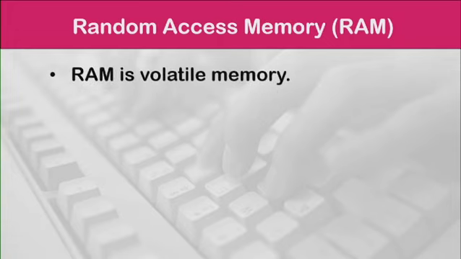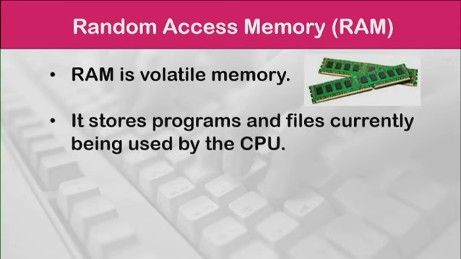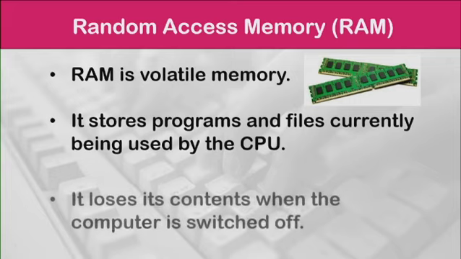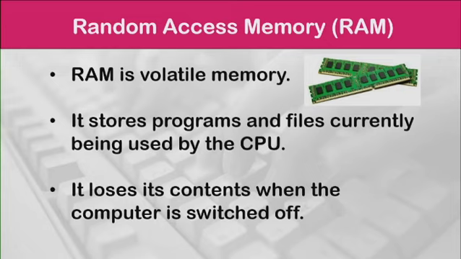RAM is volatile memory. It stores programs and files currently being used by the CPU. It loses its contents when the computer is switched off.